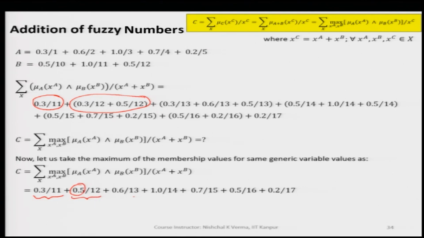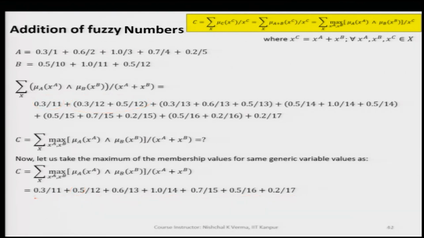Similarly, for generic variable value 13, when we take max, we get only one membership value, which is 0.6. So, we have this term as 0.6 oblique 13. So, for generic variable value 14, we have 1 as the membership value. So, 1 oblique 14 will remain here, and then similarly for 15 we have 0.7, for 16 we have 0.5, for 17 we have 0.2. So, all these are the corresponding max values with respect to the generic variable values.